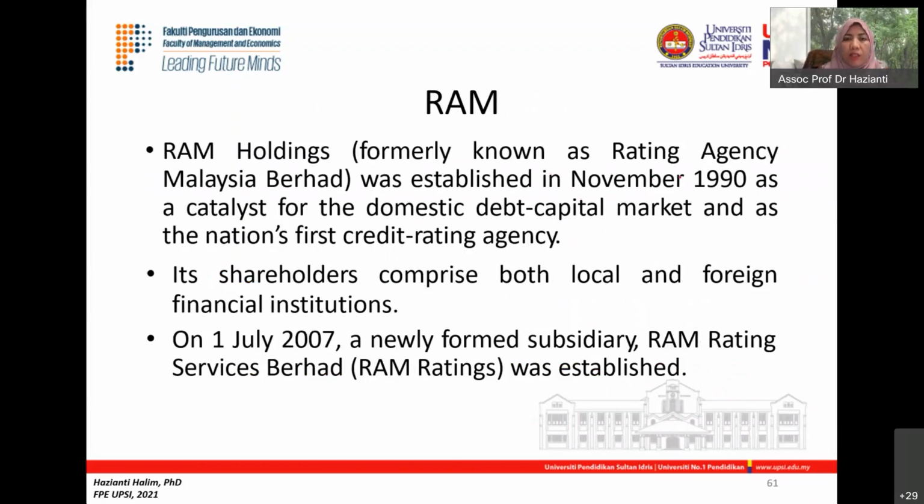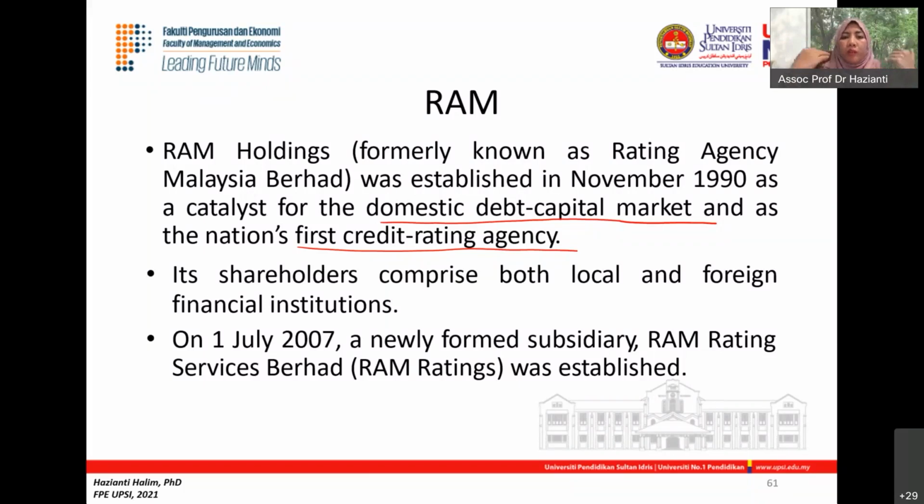RAM Holdings, formerly known as Rating Agency Malaysia Berhad, was established in the 1990s. For what? To evaluate the domestic debt capital market, and as the nation's first credit rating agency. Because it is the same as when we say Malaysia is combined with FTSE, which is the London Times. We want an internationally recognized index. Similar with bonds, we also need an independent and reliable credit rating agency.